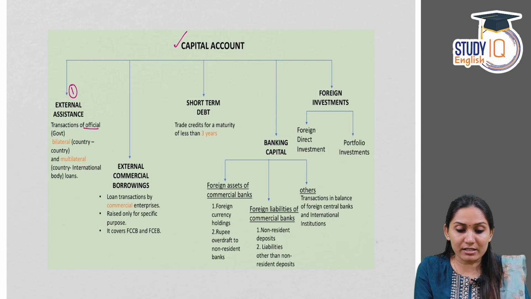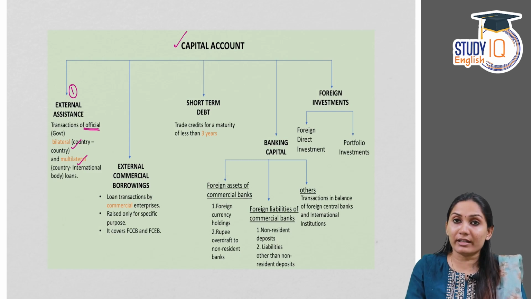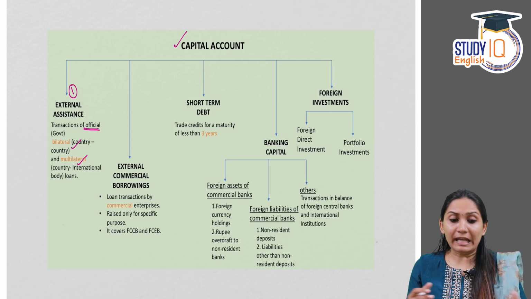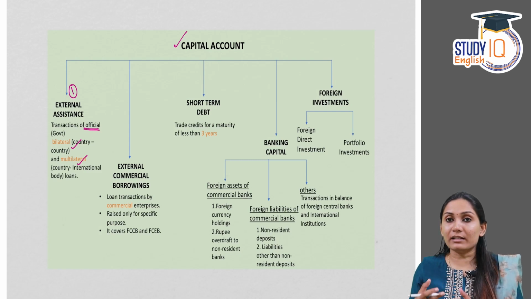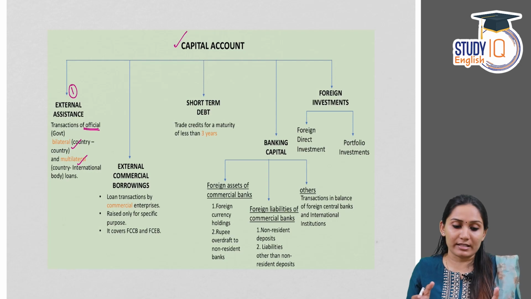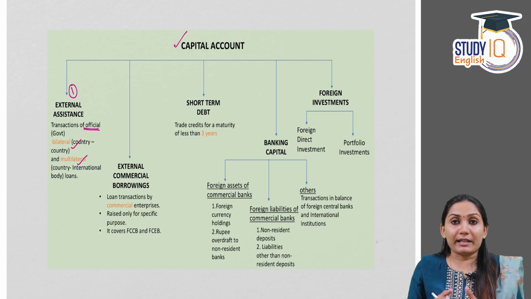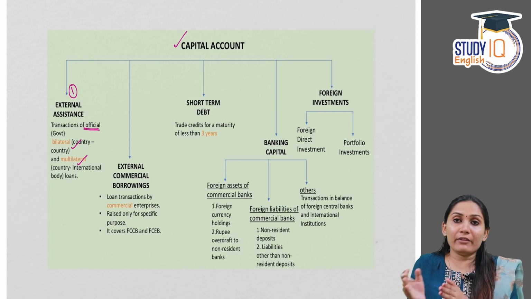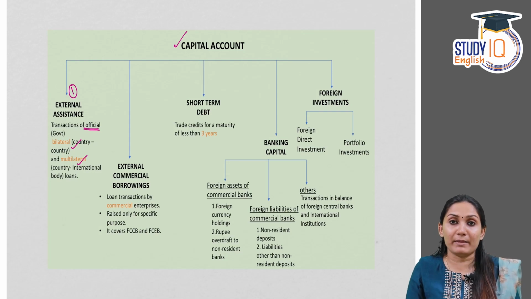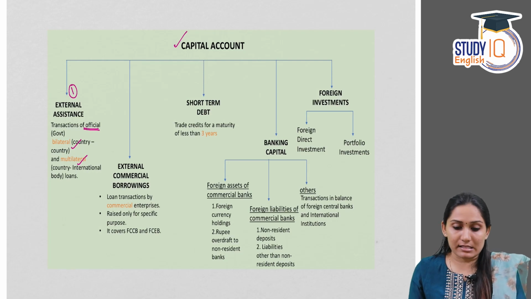It includes transactions of official, that is the government, both bilateral and multilateral transactions. Bilateral transactions include country to country transactions. That is what kind of assistance one country gets from another country. It's between two countries. And the second one is multilateral, which is country and international body loans. Like IMF or World Bank or AIIB, these are all multilateral institutions. If they provide some assistance to a government, in our example the government of India, we call it multilateral loans. So that is also a part of external assistance.